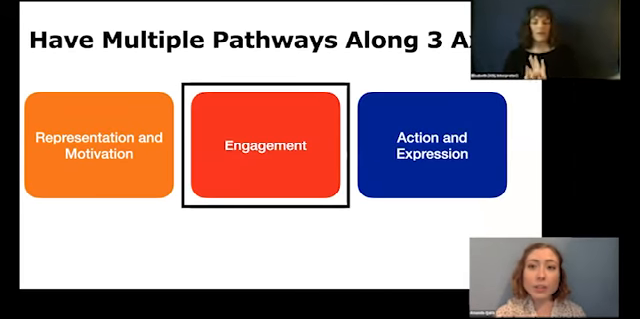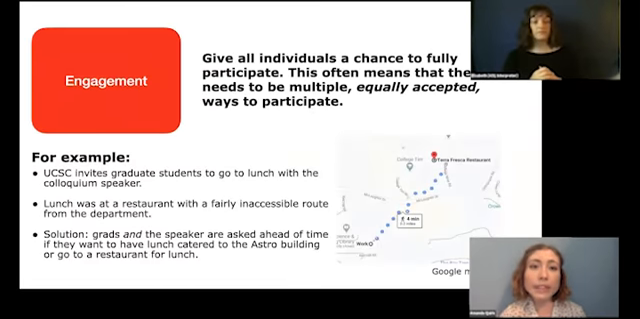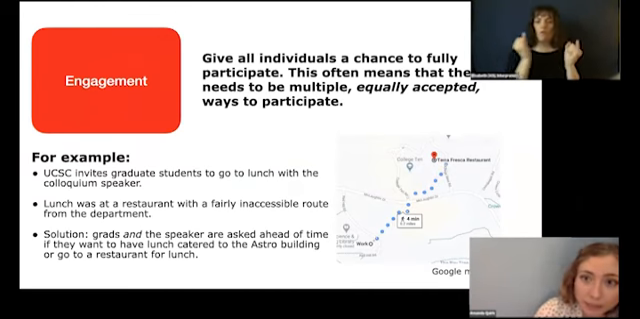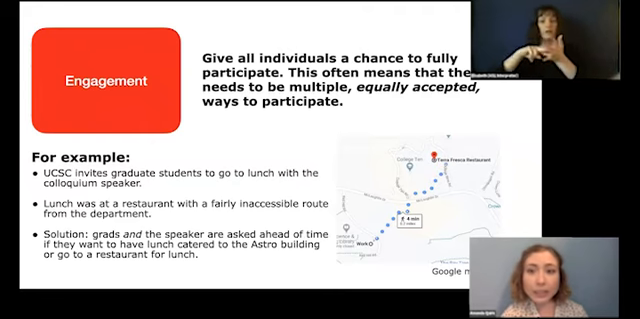Moving on to the axis of engagement. With engagement, we want to give all individuals a chance to fully participate. This often means that there needs to be multiple and equally accepted ways to participate. The equally accepted part is very important. You don't want to have any stigmas attached to accessible options. You also don't want to have any kind of hierarchy to the options. Don't make the accessible options be the clear alternates.